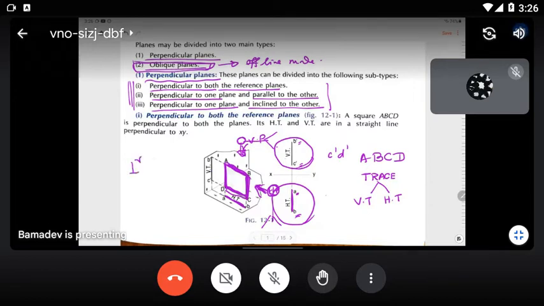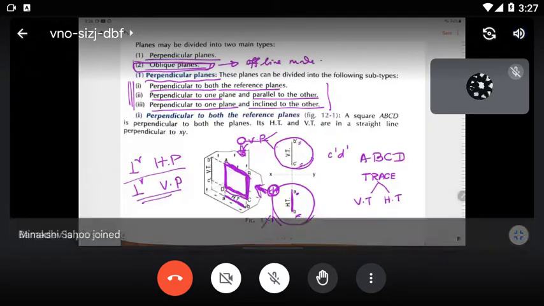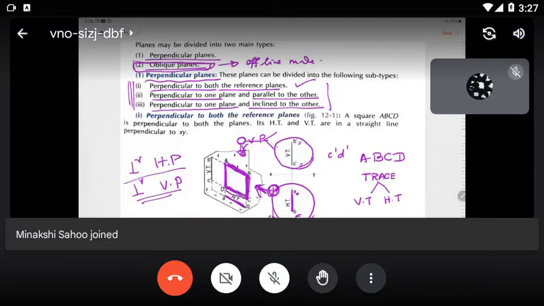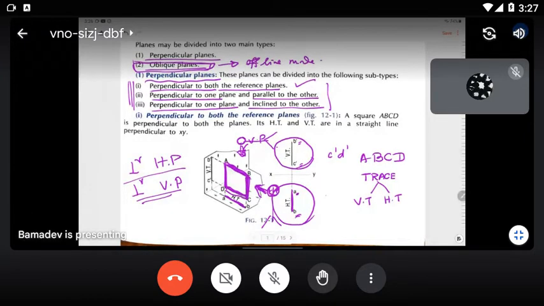The plane is perpendicular to the horizontal plane, also perpendicular to the vertical plane. Perpendicular to both. So we have covered this part. Then come to the second one: perpendicular to one and parallel to the other.